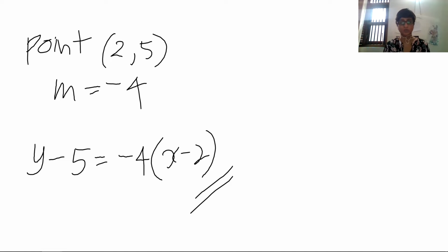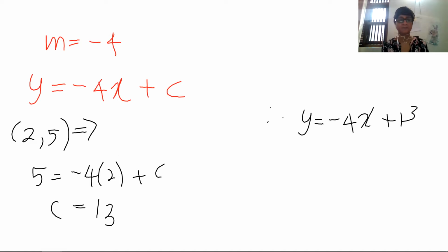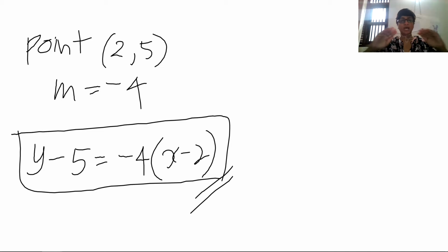No work done. Do you see that you wrote it straight away? In the earlier one, you see a little bit of work there, right? But here you can save a lot of time. Just plug in the information into the form. Is that clear to everyone?